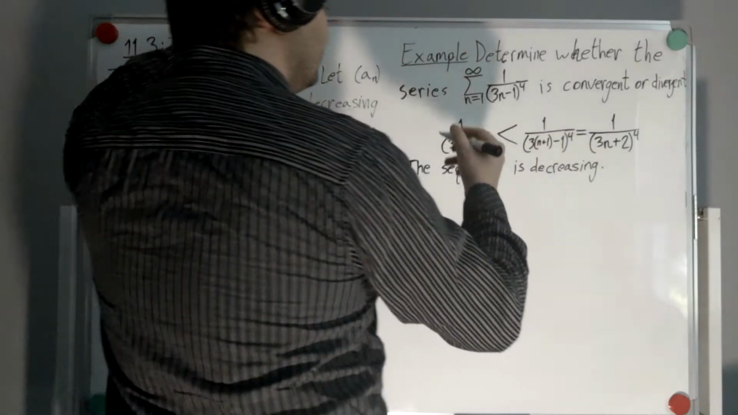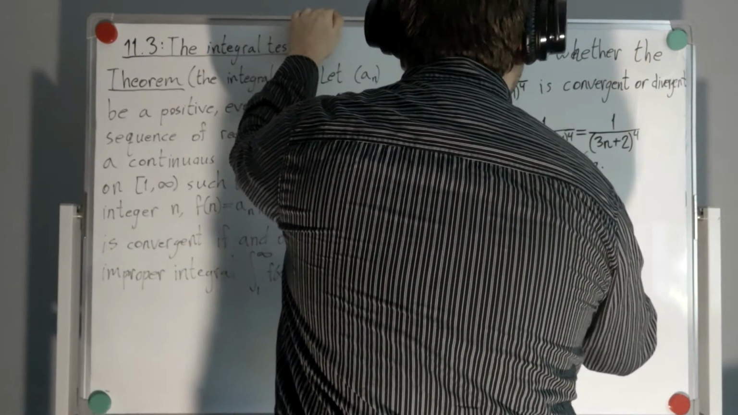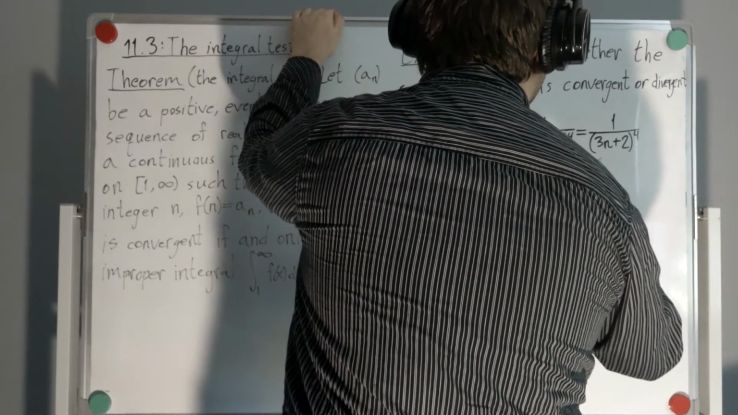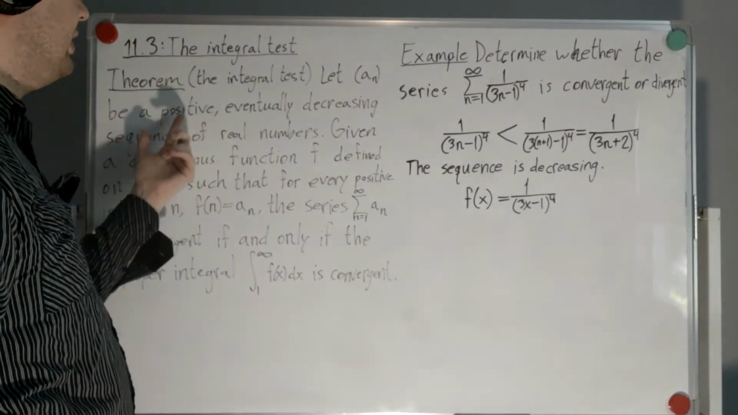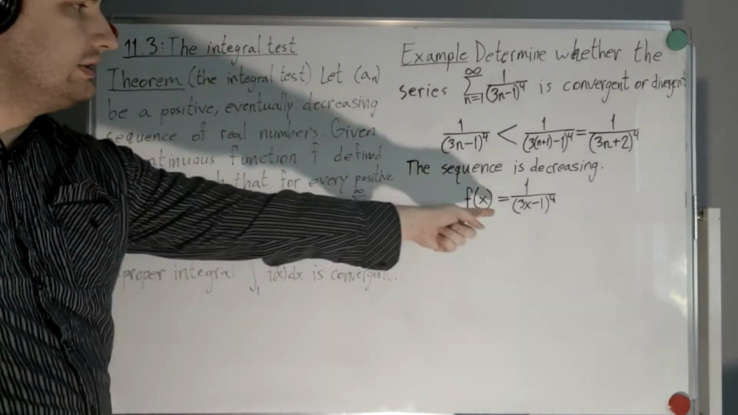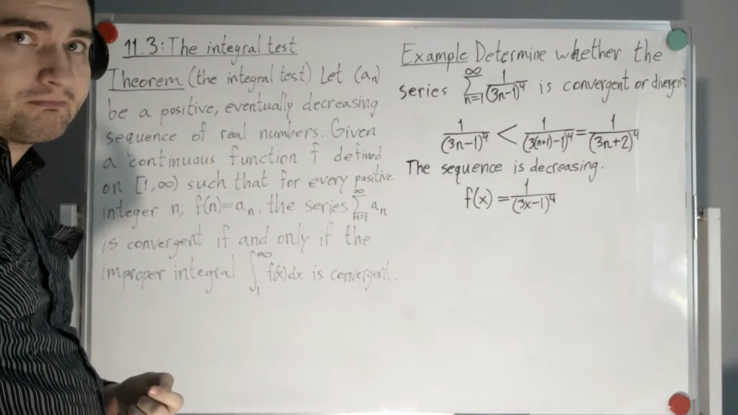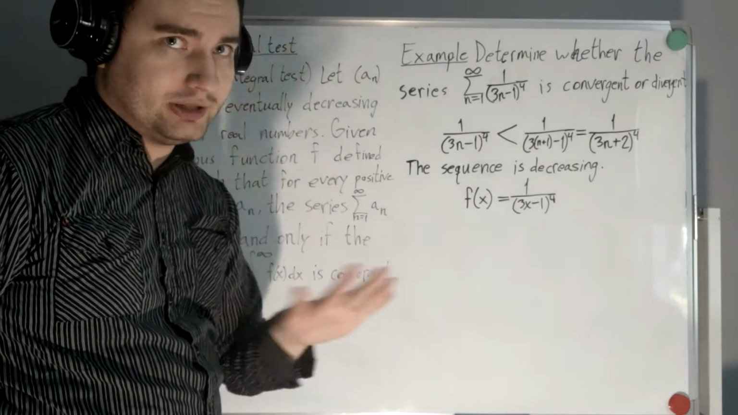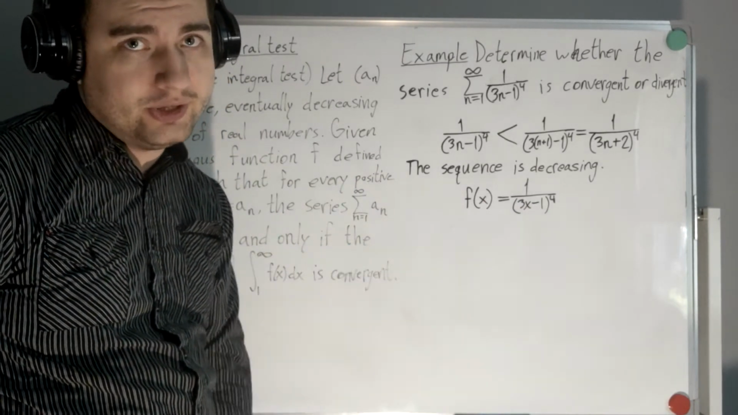Anyway, now that we have that the sequence is decreasing, let's look at the function f of x, which is 1 divided by (3x minus 1) raised to the fourth power. The sequence is positive, we showed it's eventually decreasing, and this function is continuous and defined from 1 to infinity. Yes, you'll have a little bit of a problem if x is 1/3, but that's not the point. It's defined and continuous from 1 to infinity. That's all that we care about there.